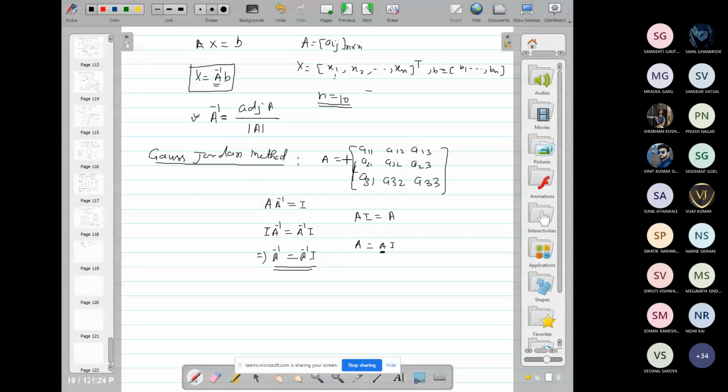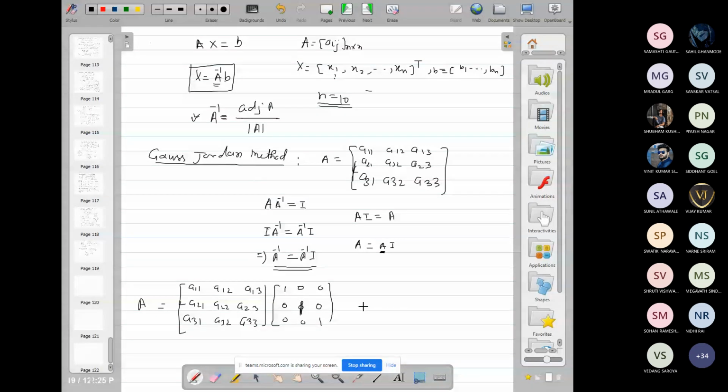So here what we do, suppose this is the matrix. To find A inverse, we use A11, A12, A13, A21, A22, A23, and A31, A32, A33, into I, which is 1 0 0, 0 1 0, 0 0 1. This is equal to A.